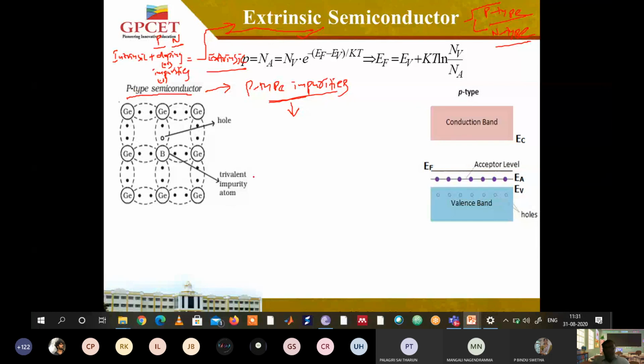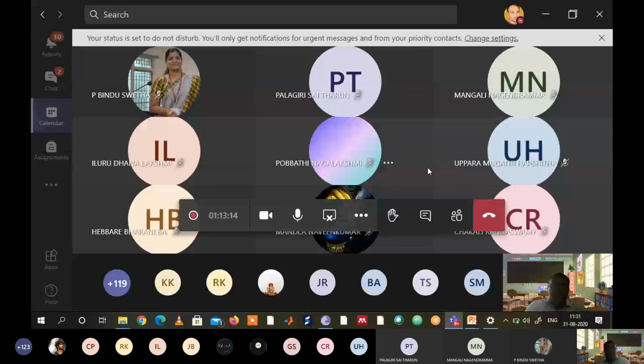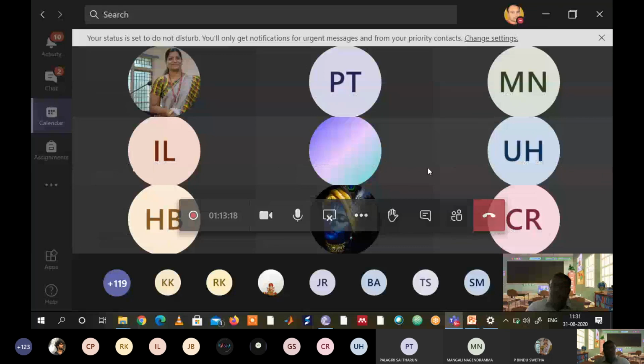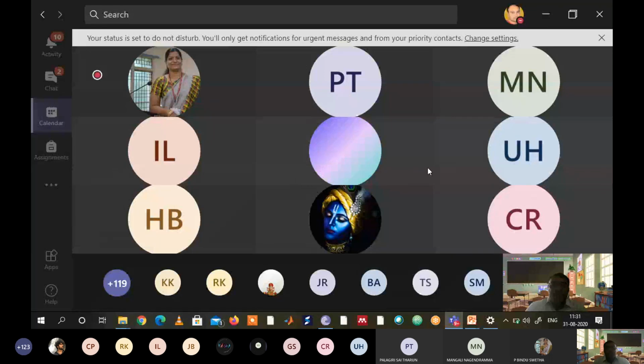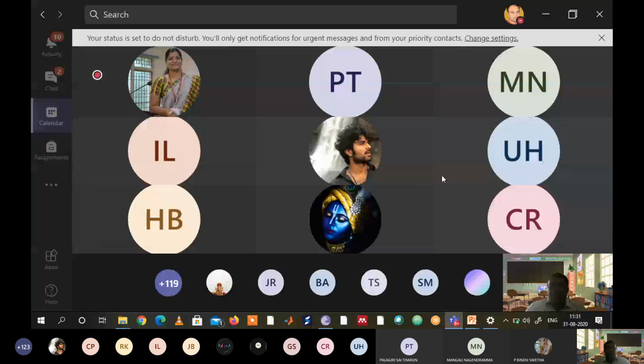We will continue next class because time is up. We will continue extrinsic semiconductors in the next class. Until then, please follow this class regularly, and please read the textbook Electronic Devices and Circuits by Millman and Halkias, so that you get a good grasp of the subject. Meanwhile, if you have any doubts, you can put a message to me, or you can unmute your voice and ask.